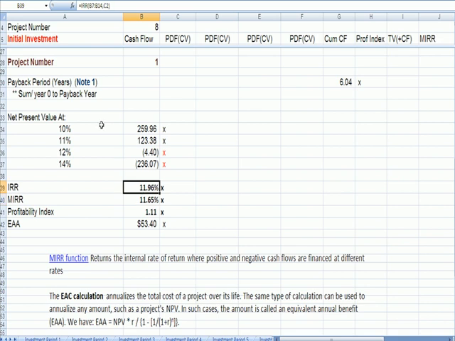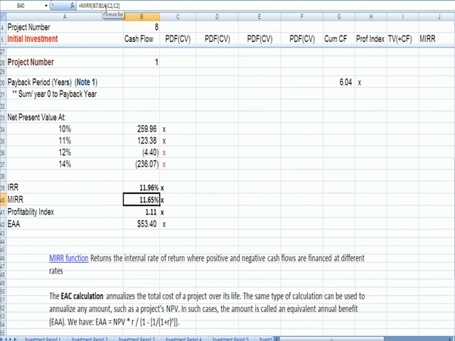And that makes logical sense because we know it's between 11%, which is a positive 123, and 12%, which is almost break even. It's only $4.40 from break even. So we know it's something close to 12%. So I hope that makes logical sense.